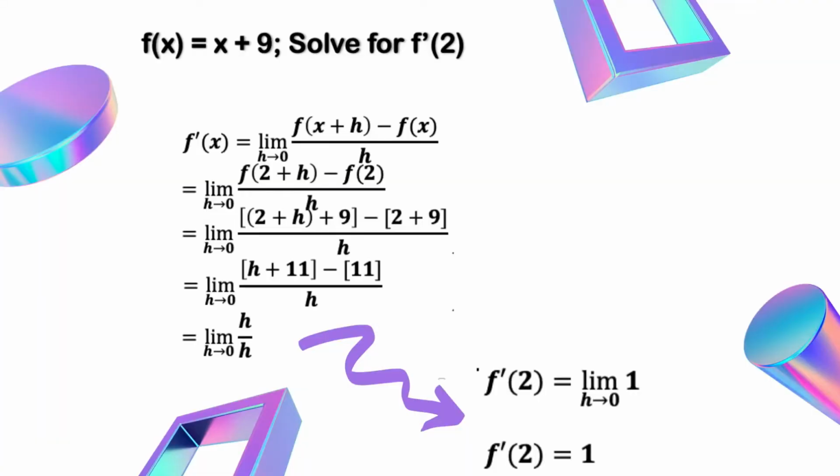We have now our first example. f of x is equal to x plus 9. So that's the equation, and let's solve for f prime of 2. So let us start from the formula, which is f prime of x is equal to the limit of f of the quantity x plus h minus f of the quantity x all over h, wherein h approaches 0. So let us substitute the value of 2 to the x. In canceling all the common factors, we're going to derive h over h. So applying what we have learned on the limits, as h approaches 0, we will arrive at a limit of 1. So our final answer is f prime of 2 is equal to 1.